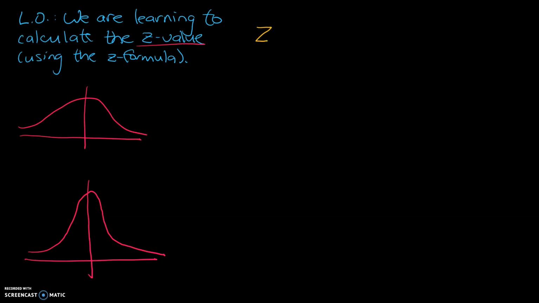So Z, that's the thing we're trying to calculate. That is equal to X minus the mean divided by the standard deviation. And on the side here, I'm just going to write the mu, that is always equal to the mean, and down the bottom, sigma is always equal to the standard deviation.